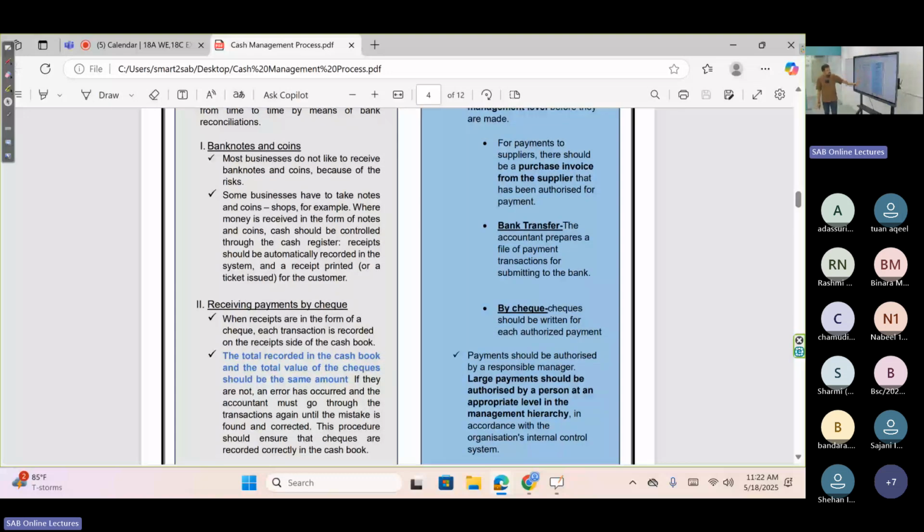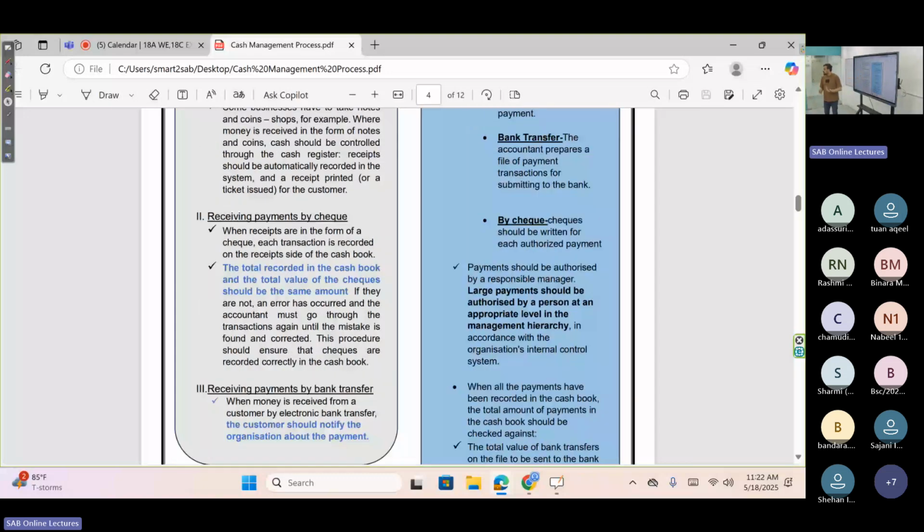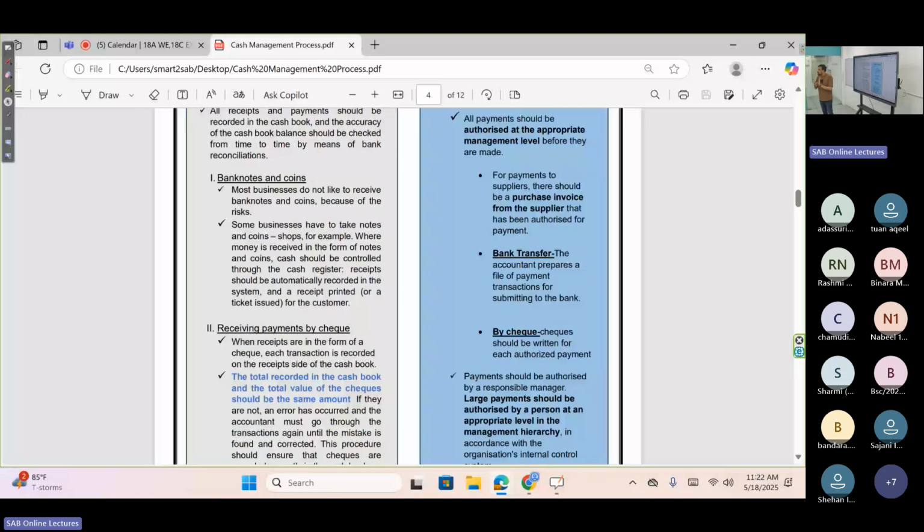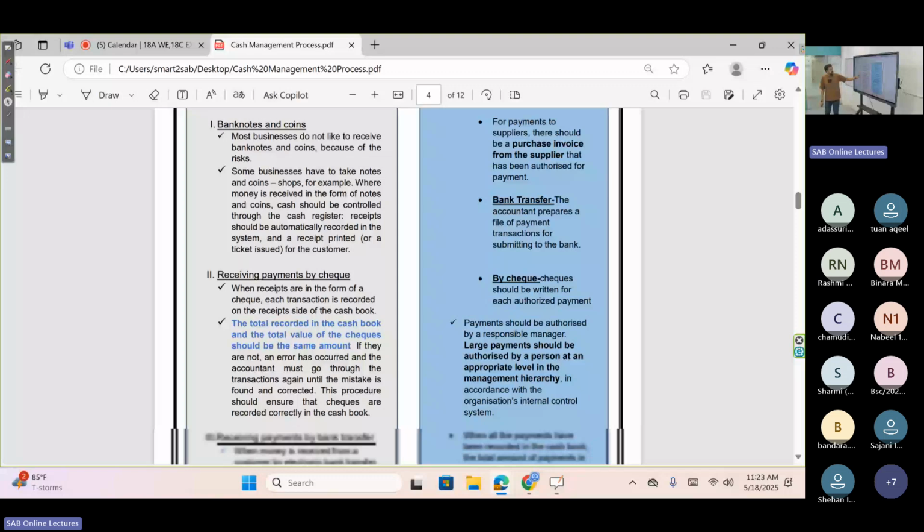So here, in these two boxes, I have given the ways receipt transactions and payment transactions take place. Whatever we have mentioned in the short notes, I have given in a detailed version. For your understanding, this is important.